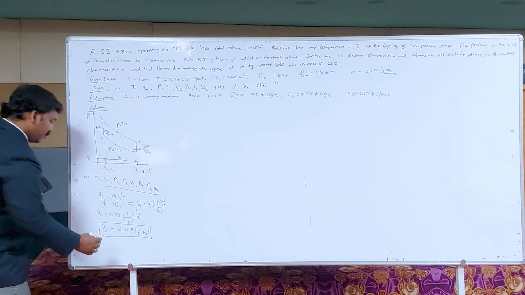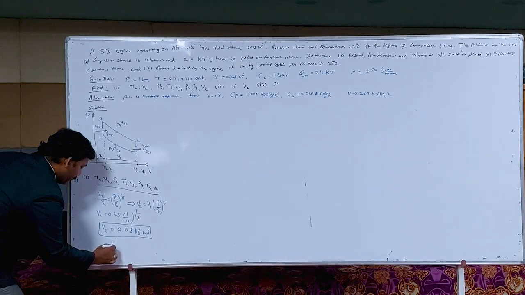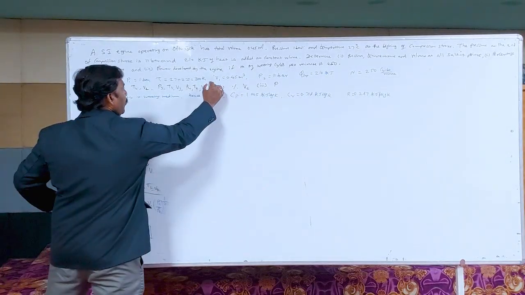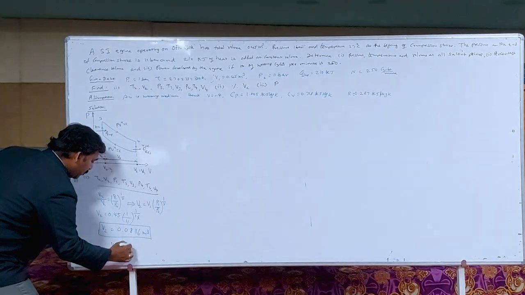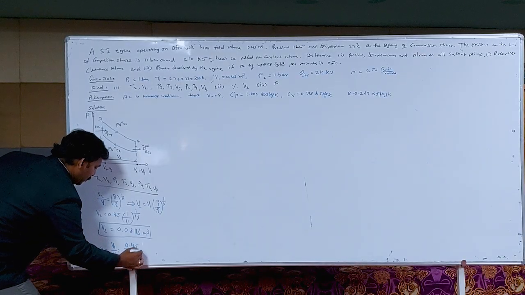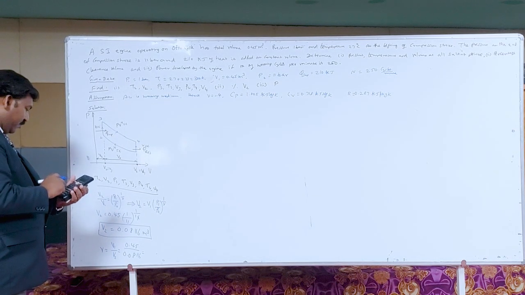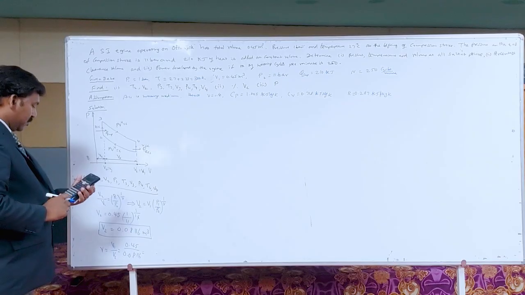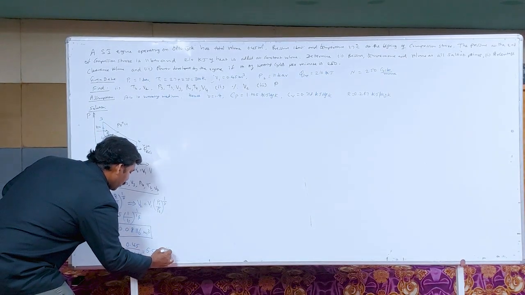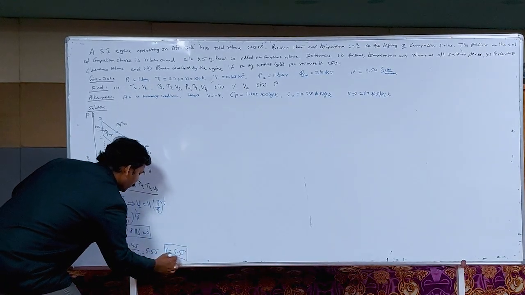Now I have to find the compression ratio. So R is equal to V1 by V2. So V1 we know it is 0.45 meter cube. So 0.45 divided by 0.08116 is 5.55. So R is equal to 5.55. So this is the value of compression ratio.